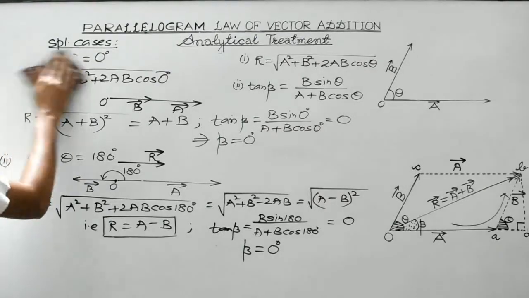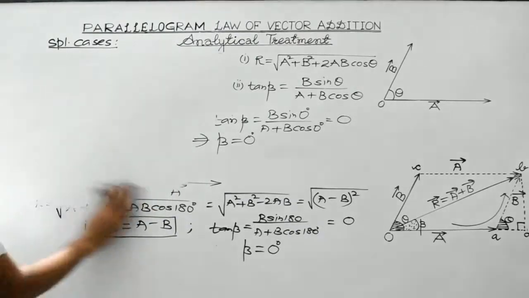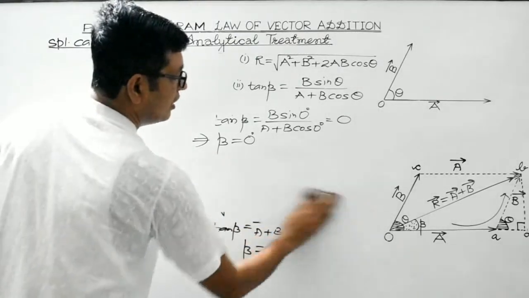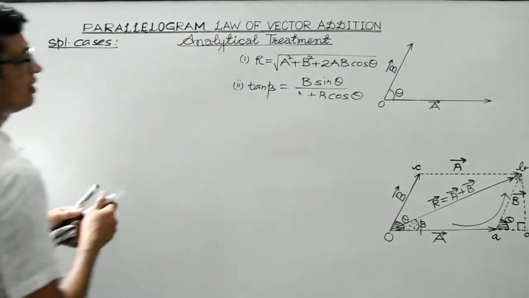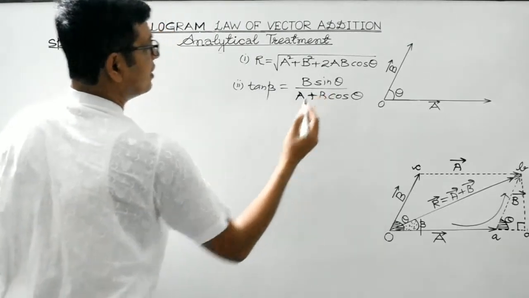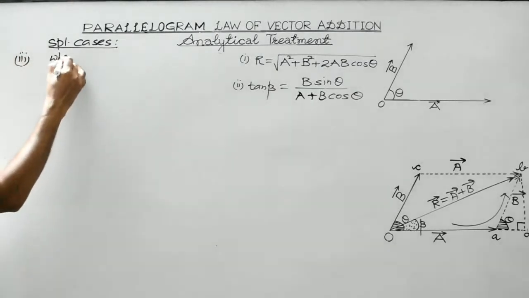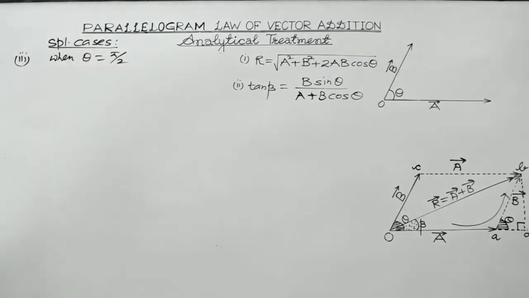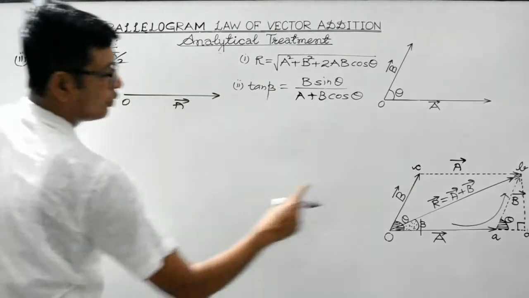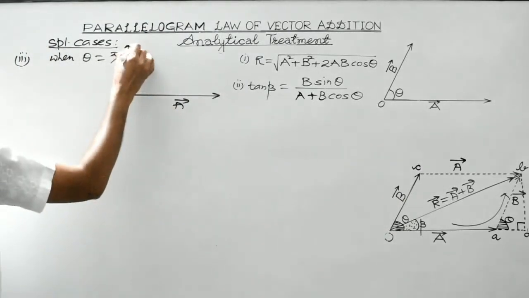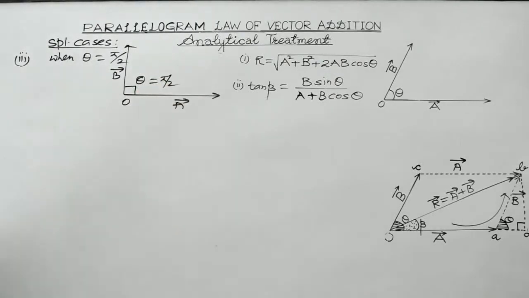Now let's discuss the third case. Third case is when the two vectors are mutually perpendicular to each other. That is, when the angle between the two given vectors is considered to be 90 degree. Right? So, case 3. When theta is equal to 90 degree. So, what will be the diagram like? This is A vector, this is point O and this is B. So, it will be like this. This is B vector. So, theta over here is 90 degree.